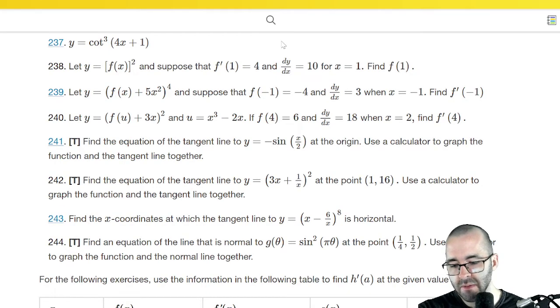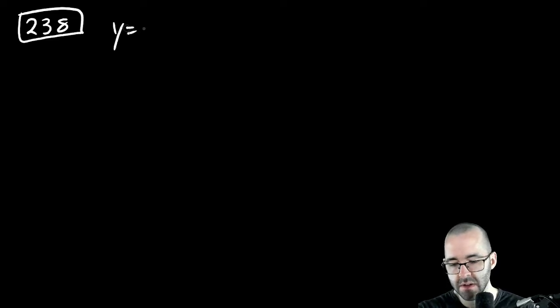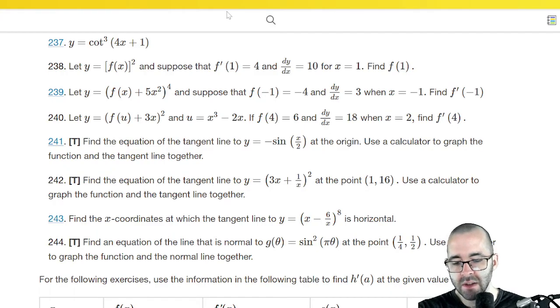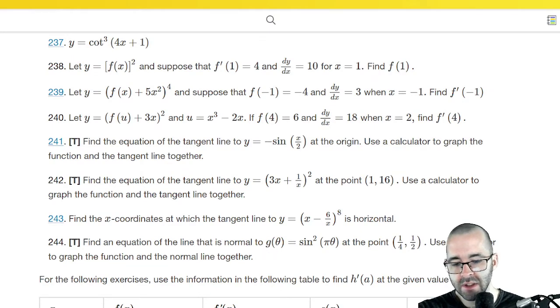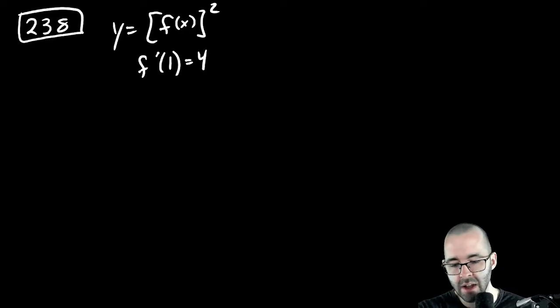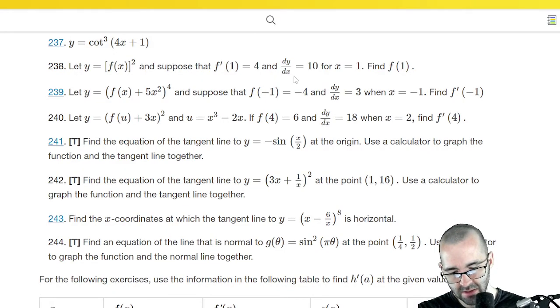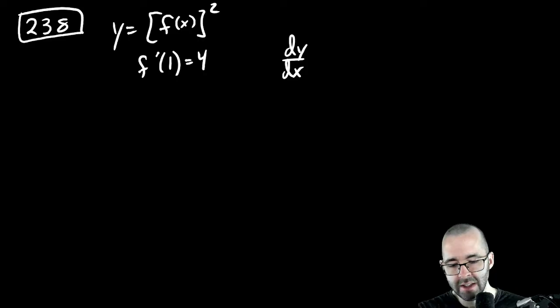So let y be some function squared. And suppose that f prime of 1 equals 4, and dy/dx equals 10 for x equal to 1. Let's look at that last part. dy/dx equals 10 when x equals 1. Another way of writing that. Wait, what? Okay. dy/dx when x equals 1 is equal to 10. That's another way of phrasing this.